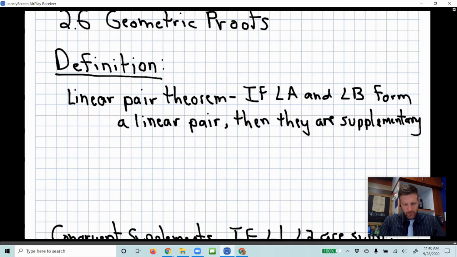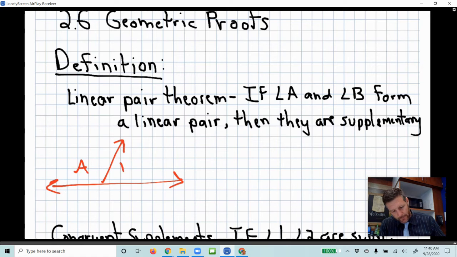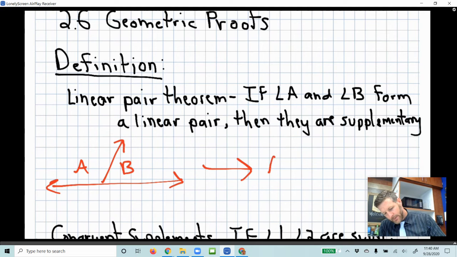The linear pair theorem says that if angle A and B form a linear pair, then they're supplementary. A lot of these are definitions that you already know, but just to emphasize, if you have two angles, A and B, and they form a linear pair, forming a straight line, then you can always say that they are supplementary, so that A plus B must equal 180 degrees.